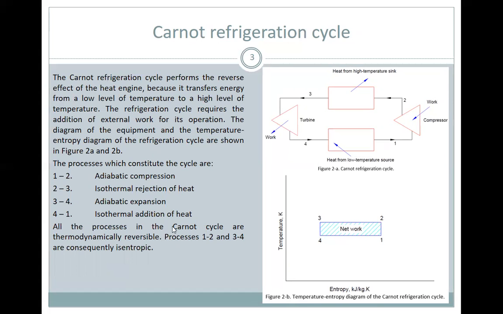So discuss natin. The Carnot refrigeration cycle performs the reverse effect of the heat engine because it transfers energy from a low level of temperature to a higher level of temperature. The refrigeration cycle requires the addition of external work for its operation. The diagram of the equipment and the temperature entropy diagram of the refrigeration cycle are shown in figure 2A and 2B. So this is the diagram of equipment.